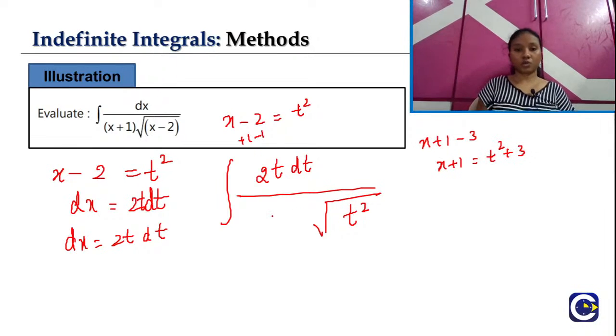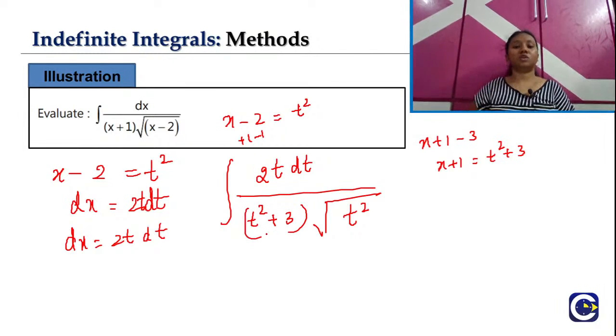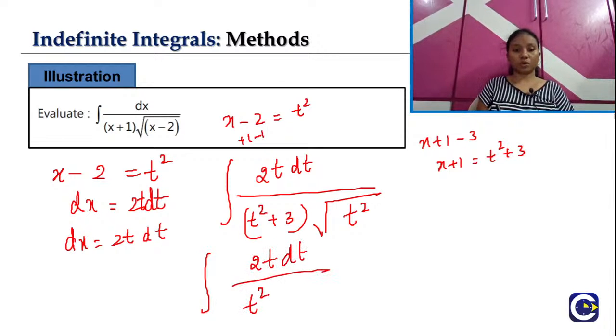Right. So now I am going to do that. So here it will be t square plus 3, because my entire expression needs to be converted in terms of t. Here, in place of x minus 2, I have substituted t. In place of x plus 1, I am going to substitute t square plus 3. So if I reduce it further, it will be 2t dt by t square plus 3.